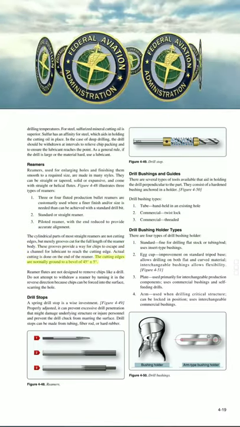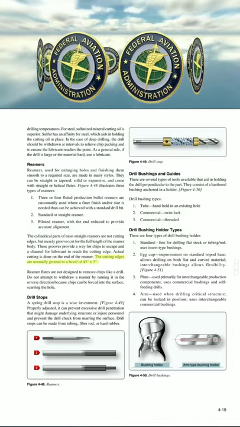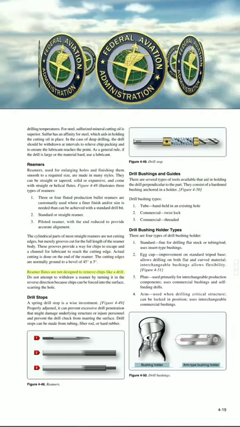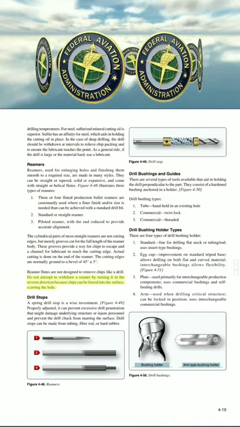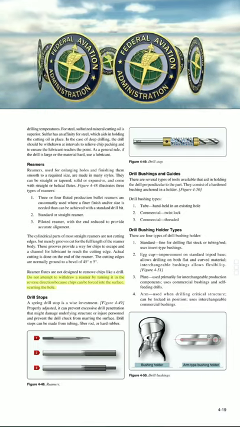The cutting edges are normally ground to a bevel of 45 degrees plus or minus 5 degrees. Reamer flutes are not designed to remove chips like a drill. Do not attempt to withdraw a reamer by turning it in the reverse direction, because chips can be forced into the surface, scarring the hole.